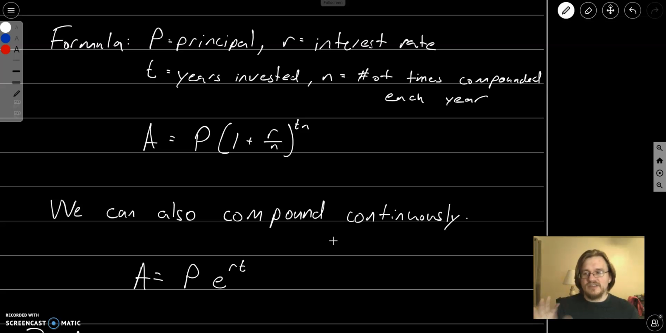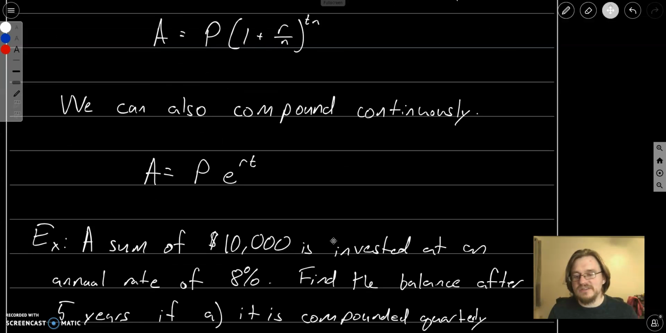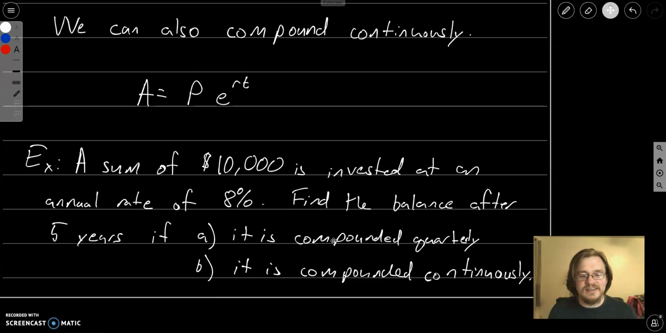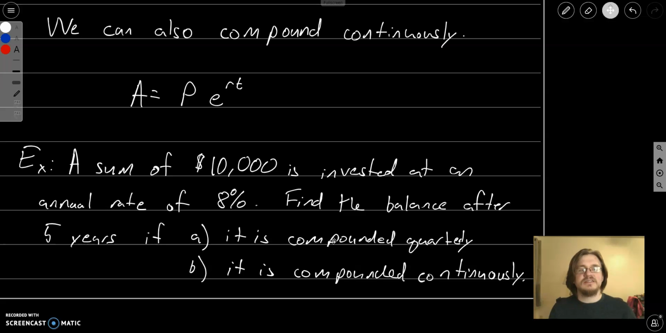Now, I'll just caution you, even though it feels like, oh, if we're compounding our interest continuously, it sounds like we're going to be earning a lot of money. So let's actually work out a problem to see how much more money we would earn continuously versus, let's say, 4 times a year, every 3 months.